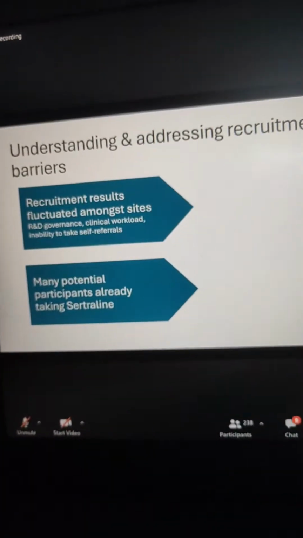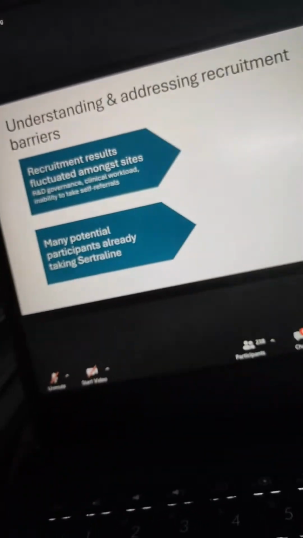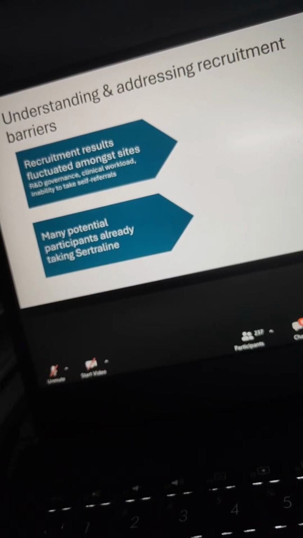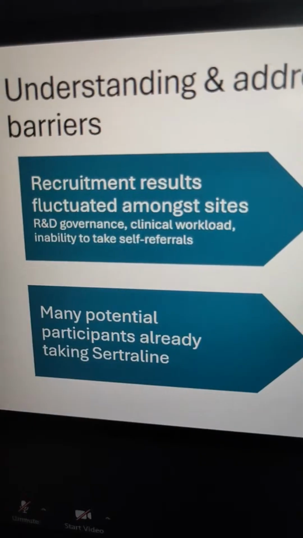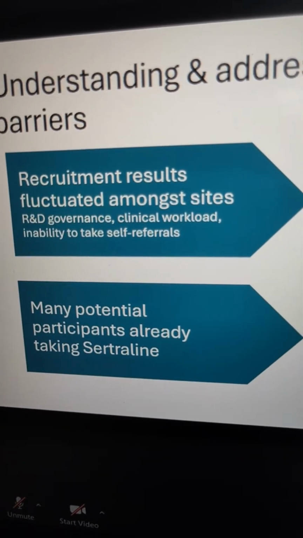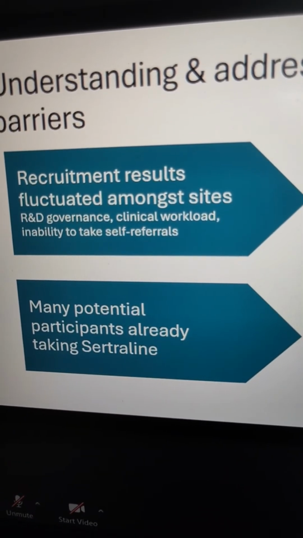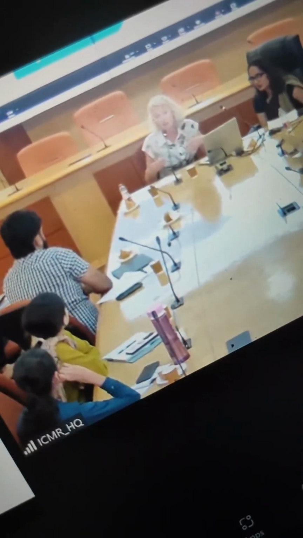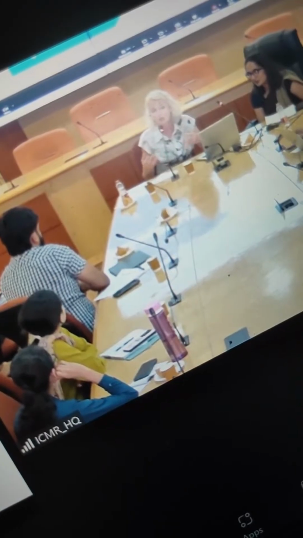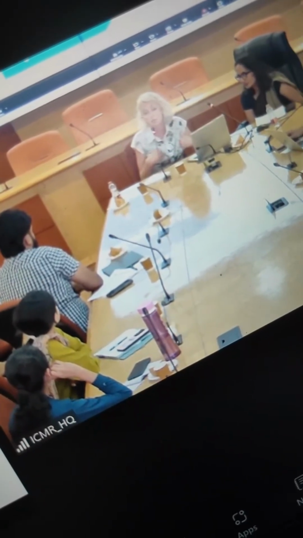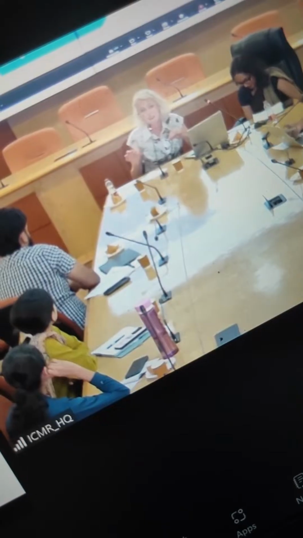There were differences with R&D governance. In some sites, only the clinicians could screen the patients. In others, it was the research staff. The clinical workload was an issue, particularly if the clinicians were screening the patients. Some sites couldn't take staff referrals for people to sign up for the study. Some of the trusts couldn't take those staff referrals in. They didn't have a mechanism to make that happen.